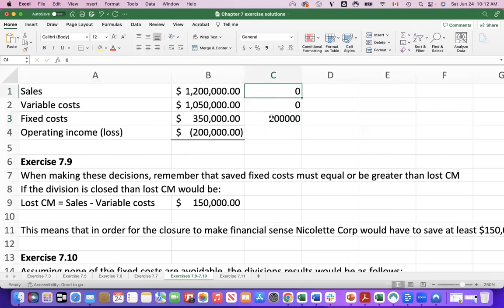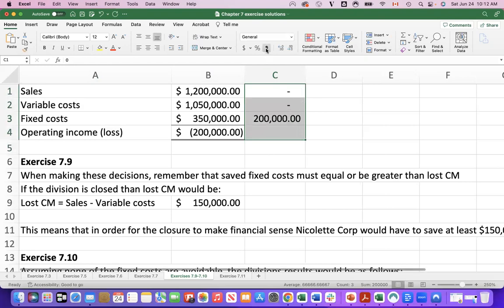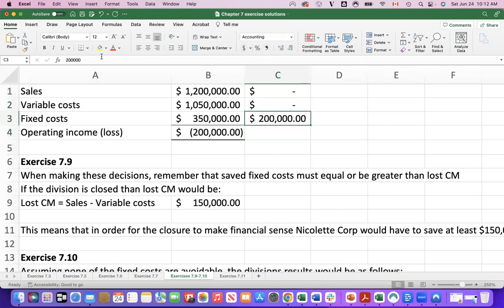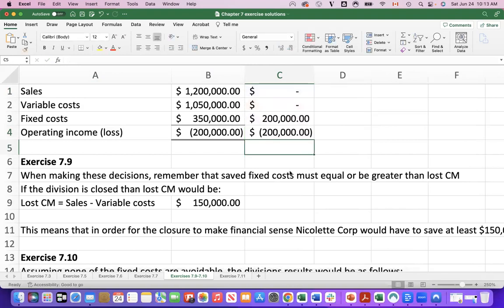I'm going to make this look a little better. My apologies on formatting. So in this case, what is our operating income or loss for this division if we were to close it? Well, remember, it's sales minus variable costs minus fixed costs. If we were to save $150,000 in fixed costs, or avoid $150,000 in fixed costs, then we are no better or worse off financially.